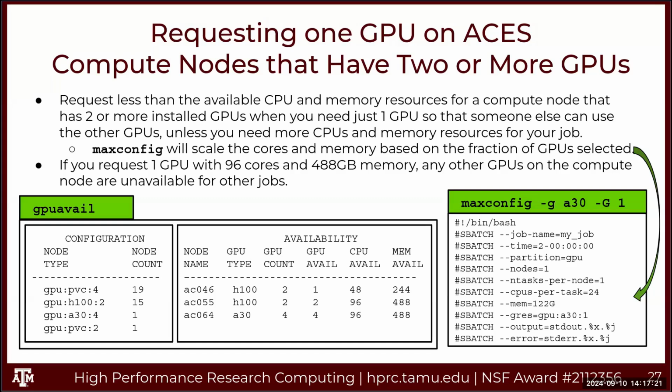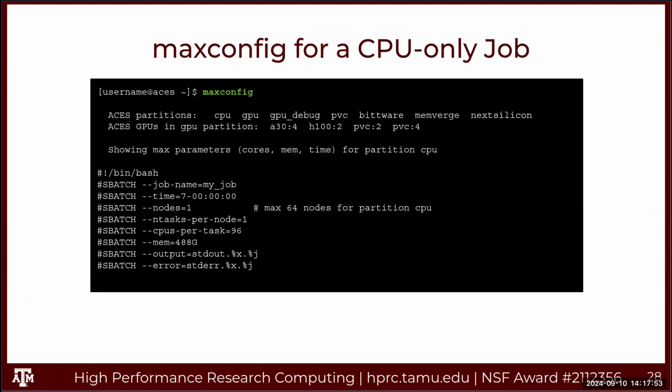So you can divide your cores and memory in half if you're using one out of two available or configured H100 GPUs, so that someone else can use the other GPU. And if you do run out of memory, if your software does require more than the 244 gigabytes of memory, then you can go back and bump it up to 488 gigabytes and use the entire compute node. Also be aware of whether your software supports running on one GPU or multiple GPUs.